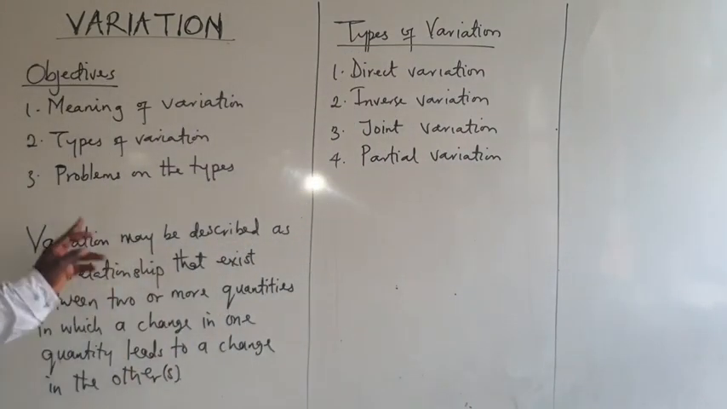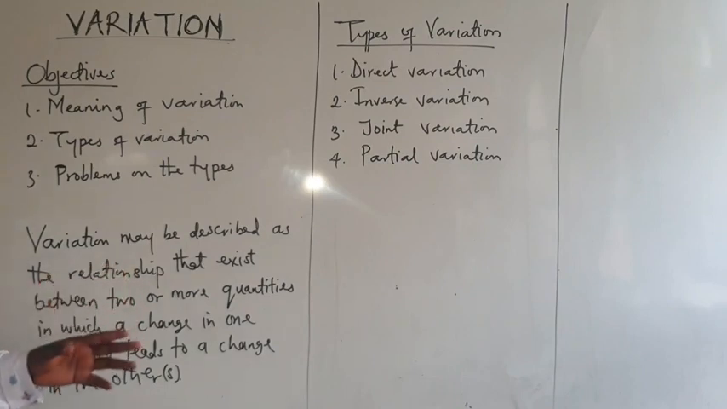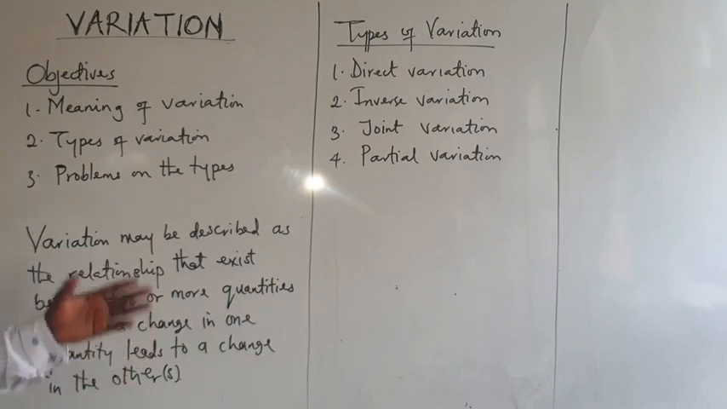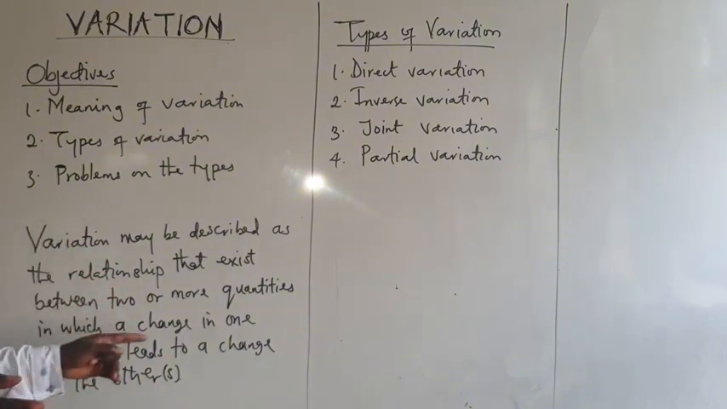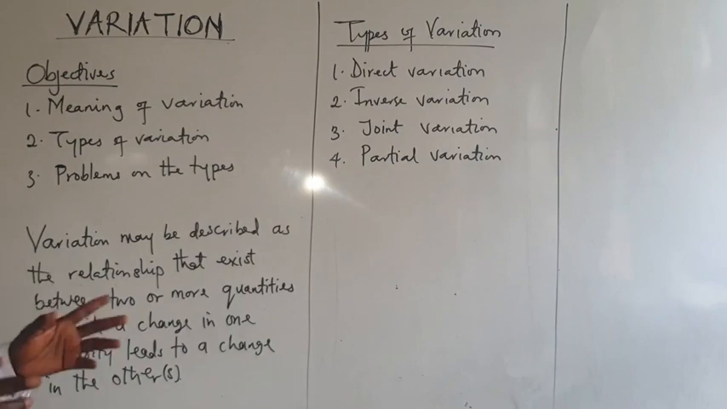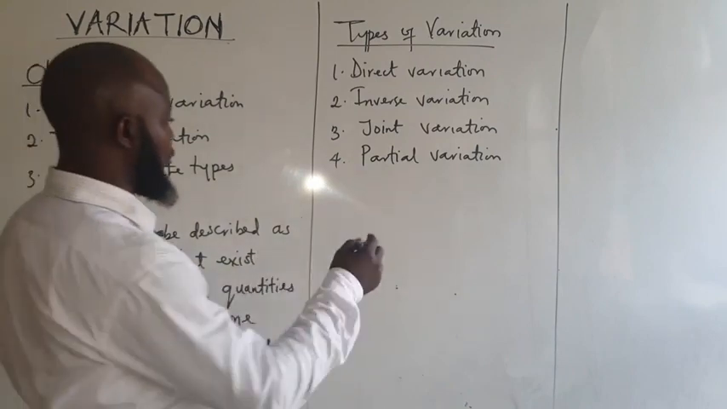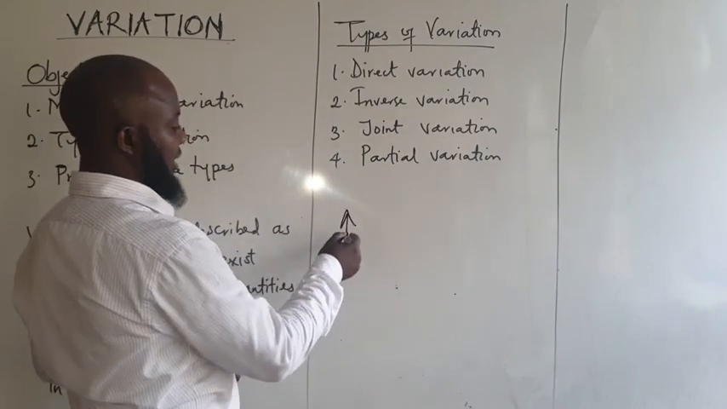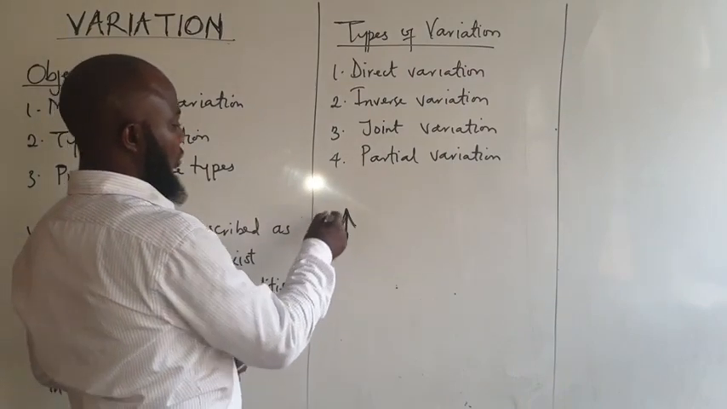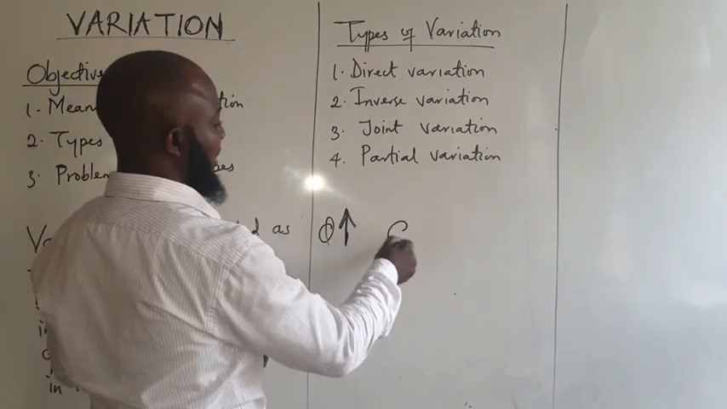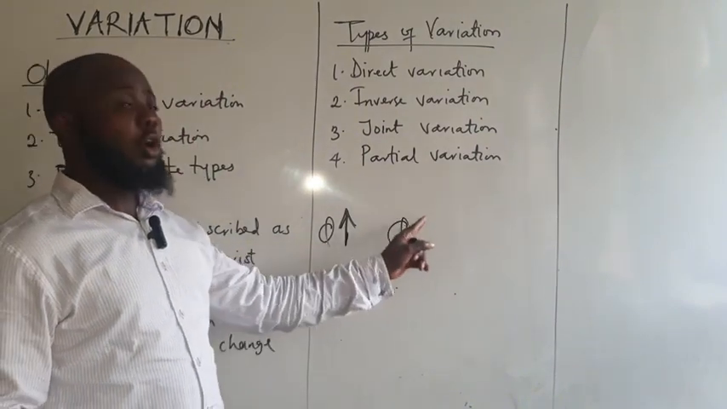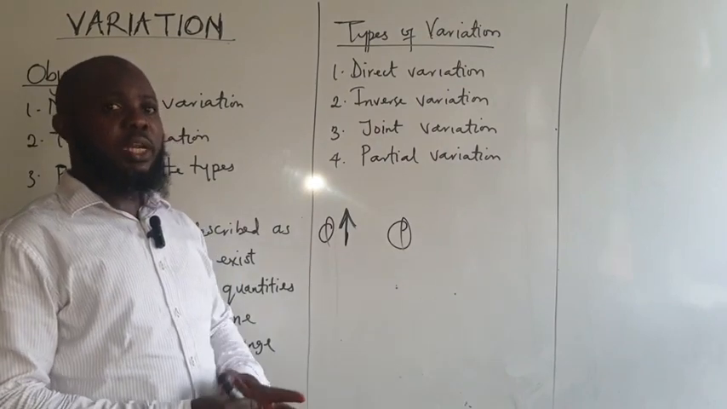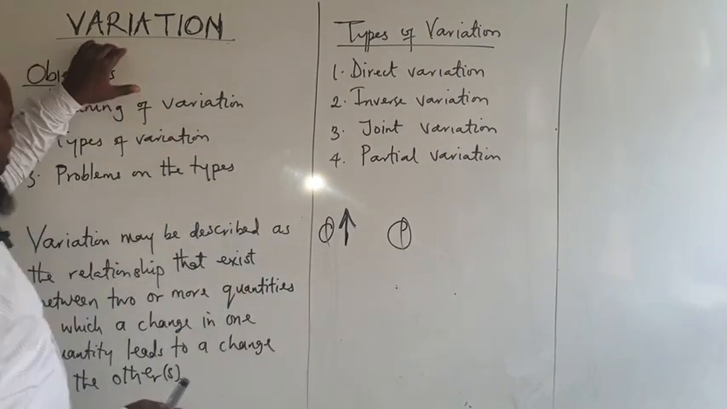When we talk about variation, variation will be described as the relationship that exists between two or more quantities, that is variables, in which a change in one quantity leads to a change in the others. That means if something should happen to one of the quantities, let's say we increase one quantity, there will be a change in the other quantity. Either it's going to increase or it's going to decrease. So the relationship is what we call a variation.